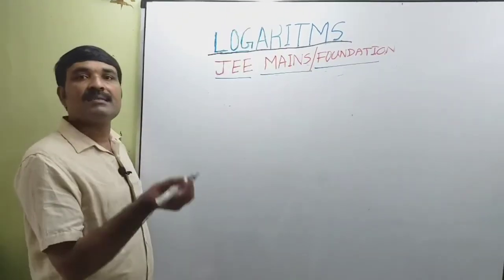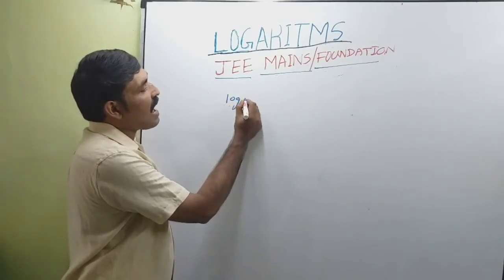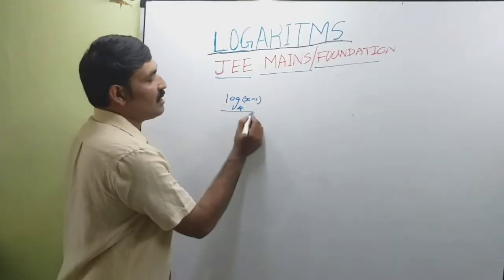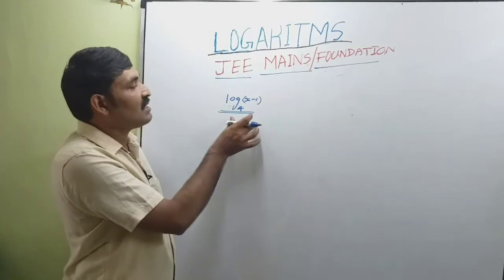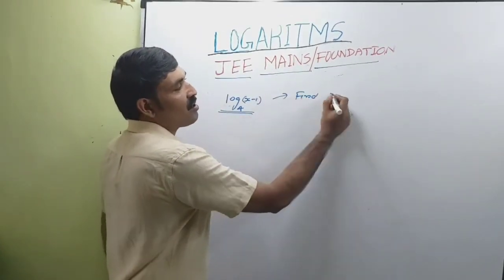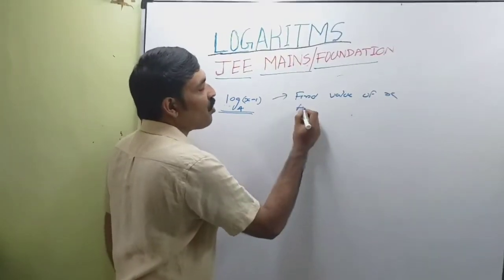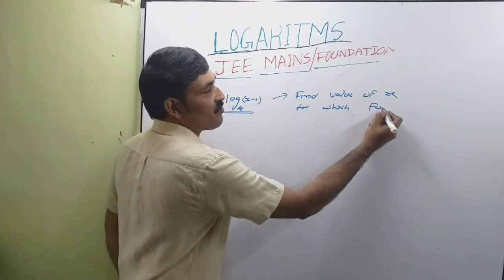Now, consider the question. Log of x minus 1 to the base 4. Then we want to find the value of x for which this function is defined. That is, find the values of x for which this function is defined.